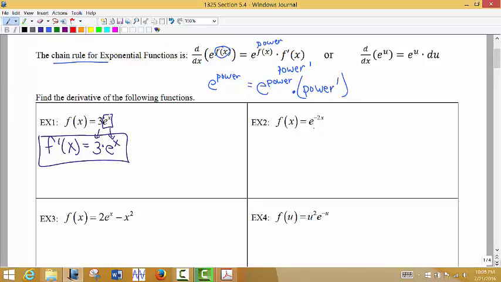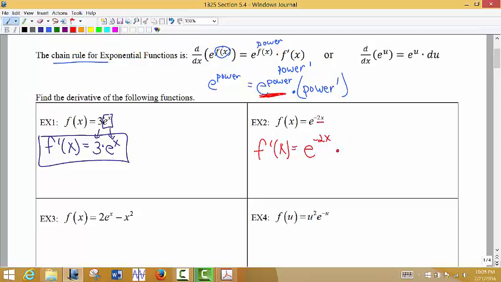All right, what about our next example? This time we have something other than just x as the power on e. When we take the derivative, the first part is really easy. We're going to copy down exactly what we see. So we're going to write down e to the negative 2x power. We always copy down first e to that power, exactly as we see it. Okay, so that doesn't change.